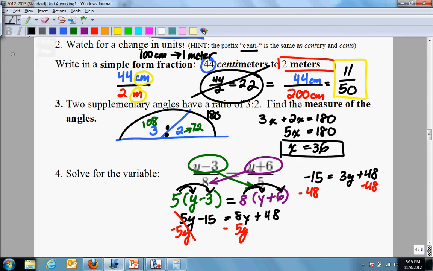No, it's adding. So we add this. This is 3, carry the 1. And we are going to get 63 here, and it's negative equals 3y. So we divide by 3. And we get y equals 21, and it's negative.